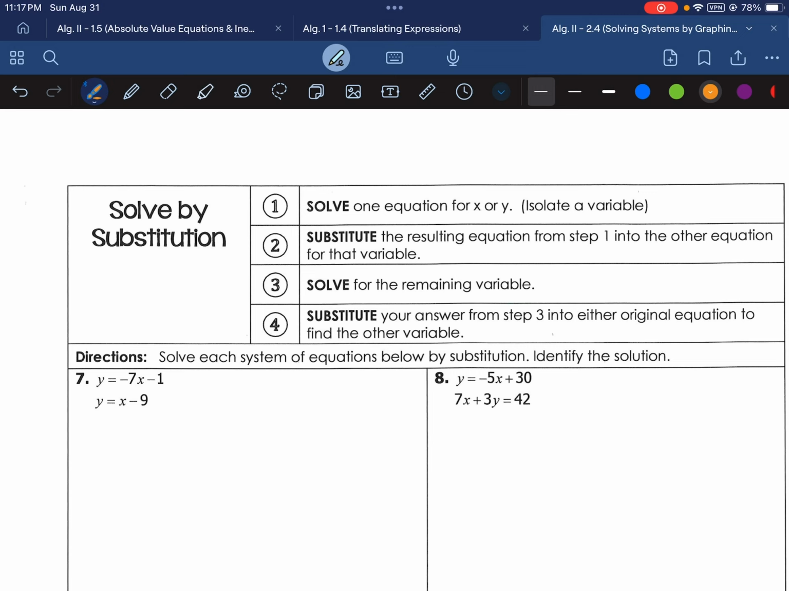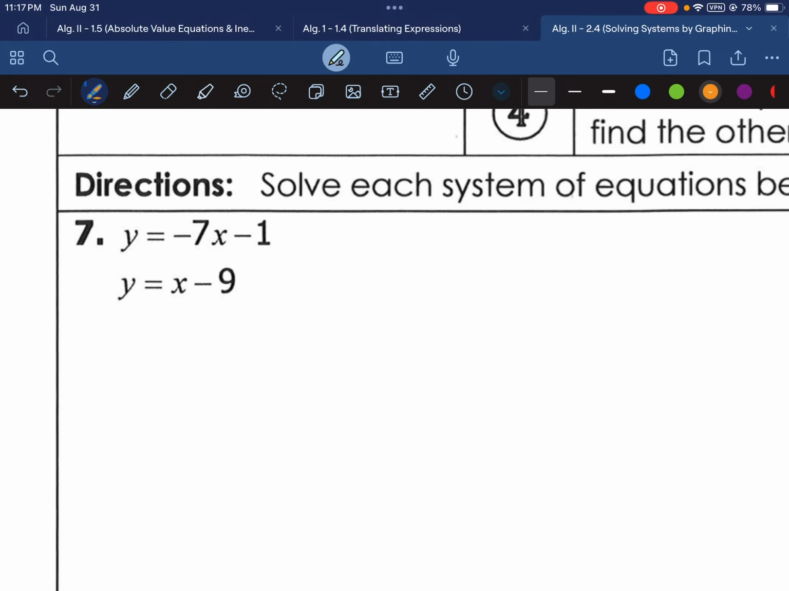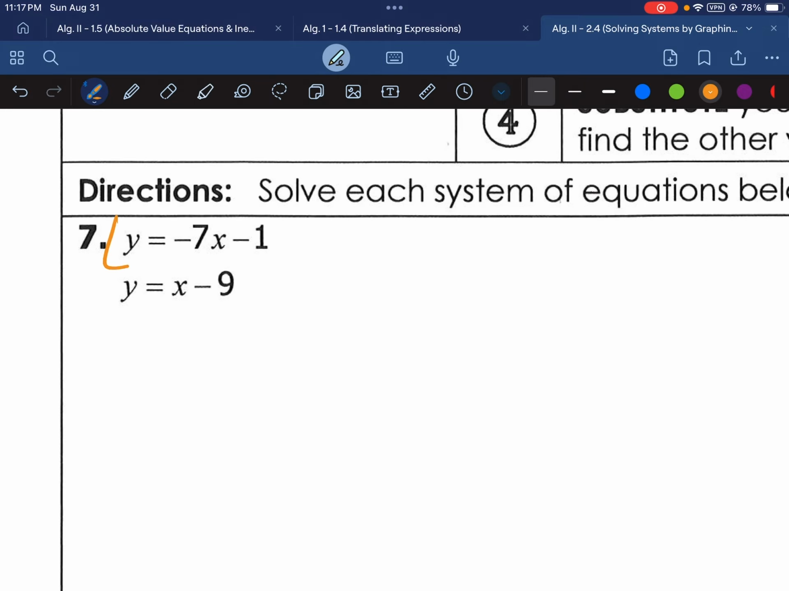And then once you find your first variable, whether it's x or y, depending on your problem, then we'll plug it back in to find the other variable, and that can be plugged into either equation. So, solving these by substitution. Notice each of these equations are already solved for y. Y is the only thing on that side of the equal sign in both of these equations.